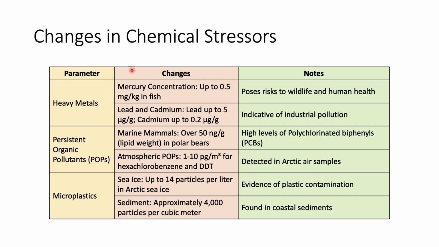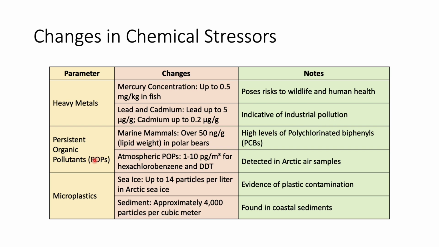And what are the changes in the chemical stressors? For example, if you take the heavy metal mercury, a concentration up to 0.5 milligram per kg in fish is the acceptable level. So if the mercury concentration increases, what will it give? It poses risk to wildlife and human health. And lead is up to 5 microgram, not milligram. It is at a very low level, microgram, and cadmium up to 0.2 microgram are the compounds of concern, and they are indicative of industrial pollution.